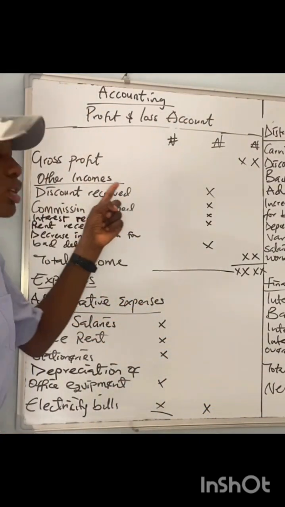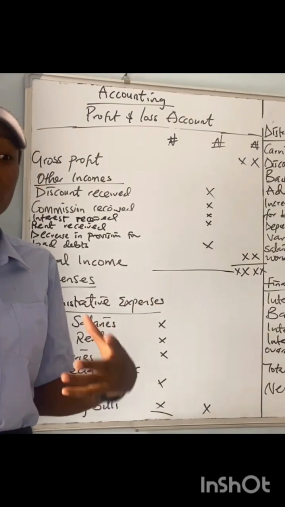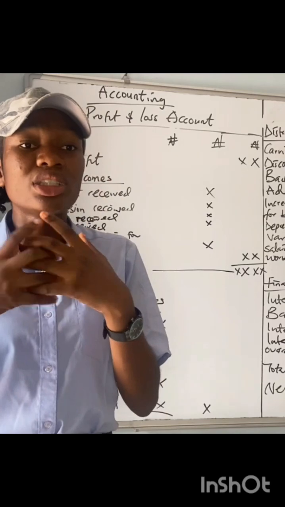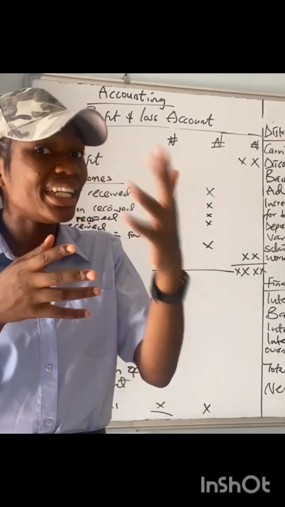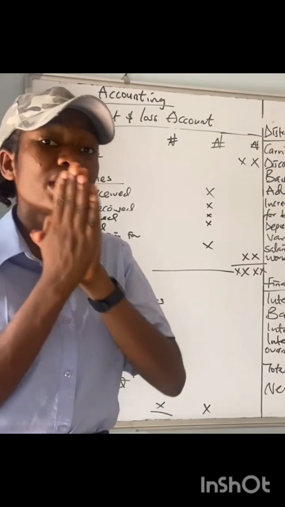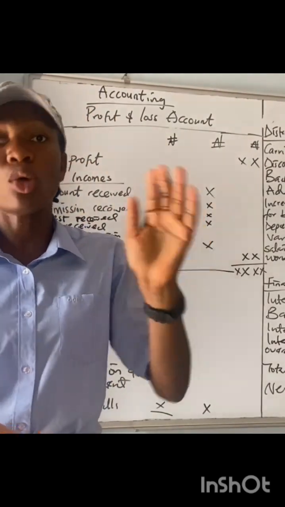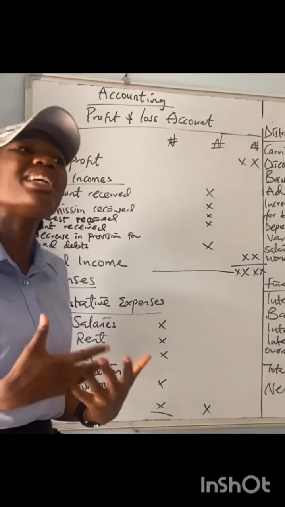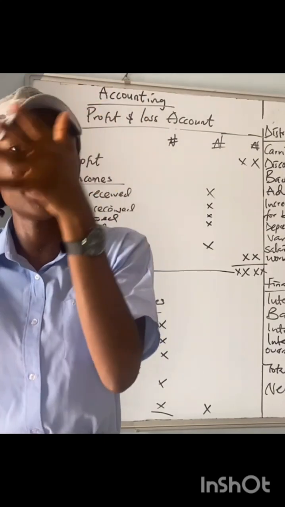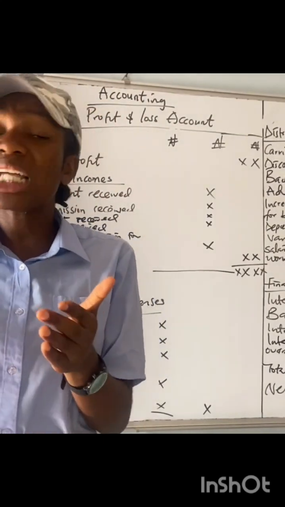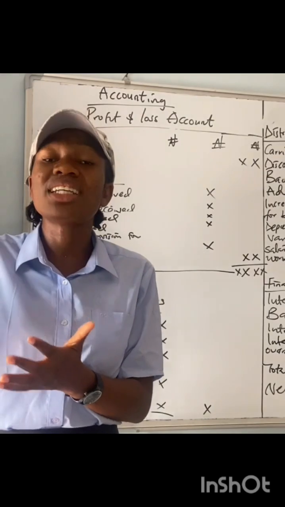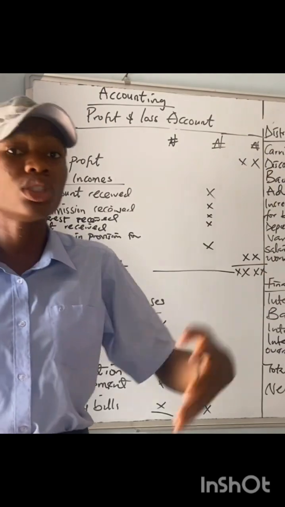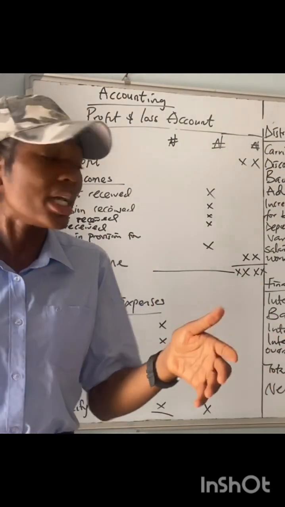Now we have the discount received. Discount received has to do with a reduction that was given to the business because they paid on time, not because they were trading or selling anything, but because they did something else other than trade. They were able to pay a particular bill on time. So we have discount received, we have commission received. Commission is paid mainly when you help another business to sell their goods. When you help other businesses to sell their goods, that business gives you a commission. So that commission received is also another source of income to the business other than sales.